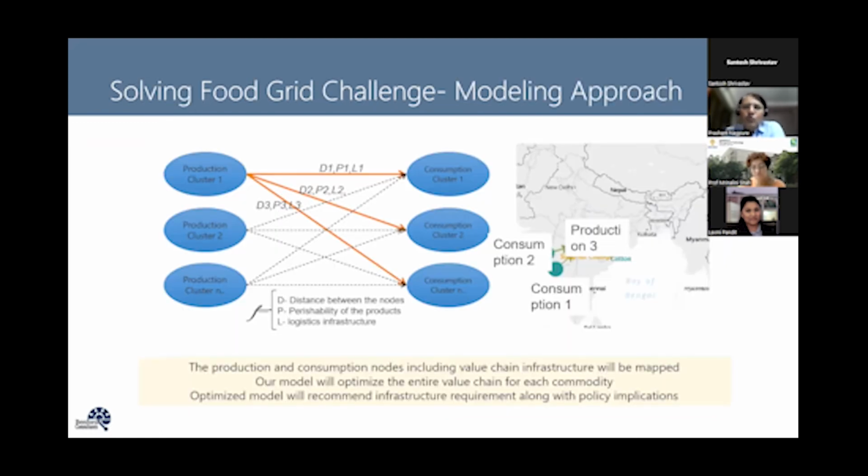Now, jumping into what the purpose was and what we were trying to look at. There are two clusters: one is a production cluster and the second is the consumption cluster. Then what kind of function can we write which will fundamentally look at the distance traveled by the commodity, the perishability of the products, and the logistics infrastructure in terms of processing and warehousing problems.